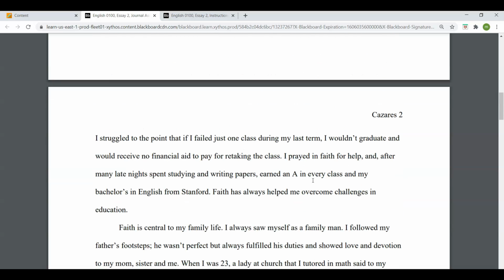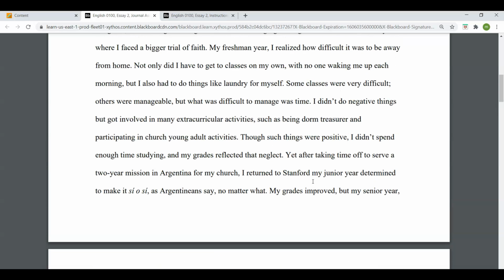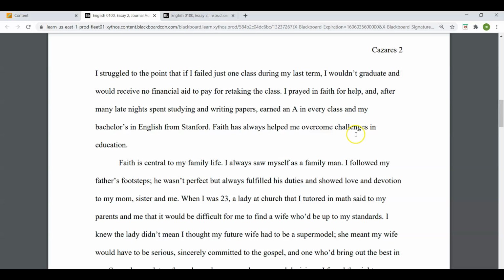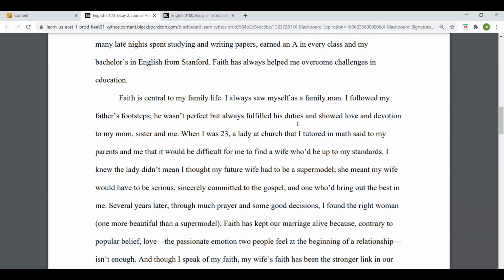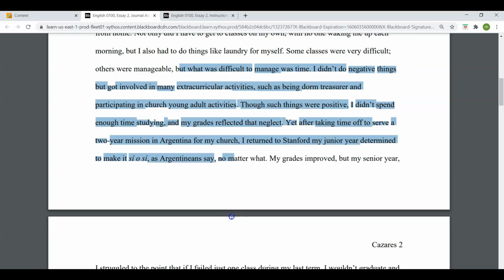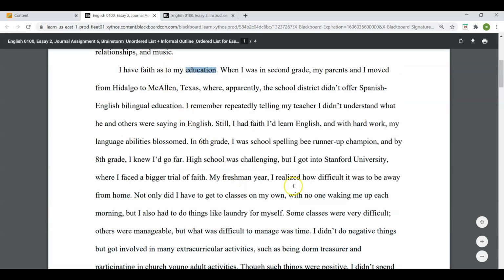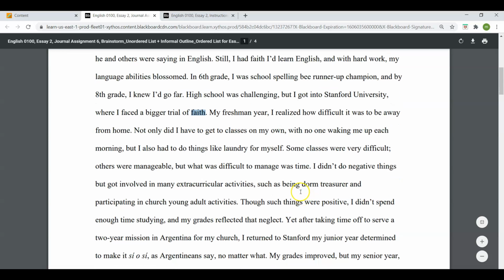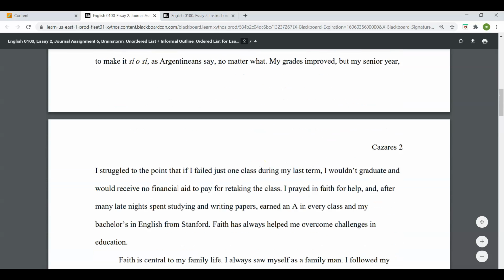Some of the body paragraphs that I read were not focused. There were several different topics in there. They didn't all neatly connect to each other, or to one thing rather. So you've got to make that happen, right? You've got to make everything in here about education, because that's what I said it would be about. And then everything that I'm showing about education relates to faith. And I say that, right? I use the word faith. Trial of faith. I prayed in faith for help, right?